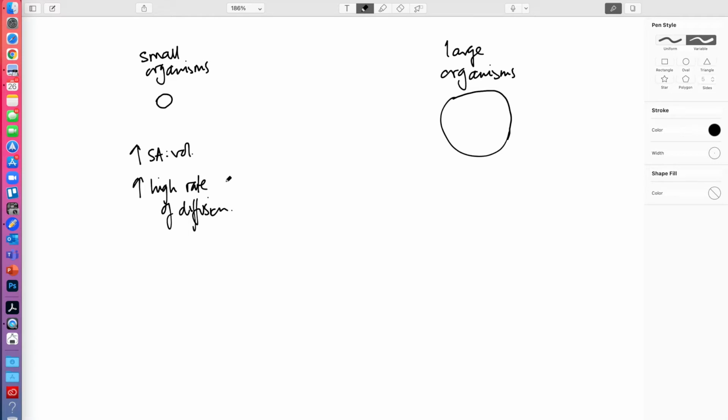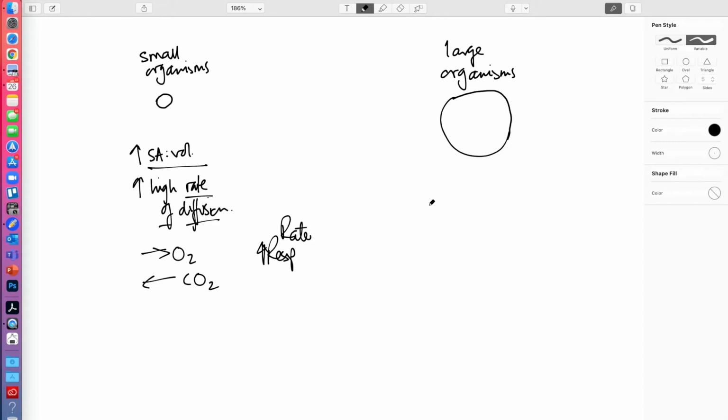Substances get exchanged by diffusion, but certain factors affect the rate of diffusion, and one of those factors is the surface area to volume ratio. So small organisms have a high surface area to volume ratio, therefore the rate of diffusion is high, and therefore we get a sufficient level of oxygen supplied, and we get a good rate of removal of carbon dioxide, and so respiration can proceed. Okay, so the rate of respiration is enough for that organism.